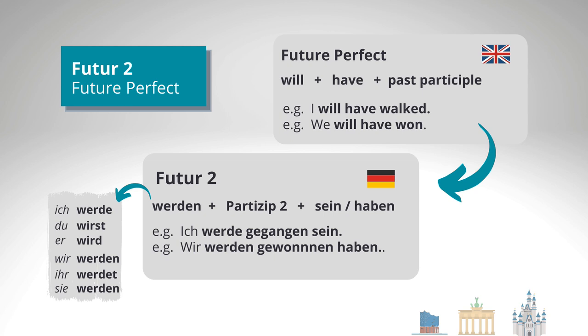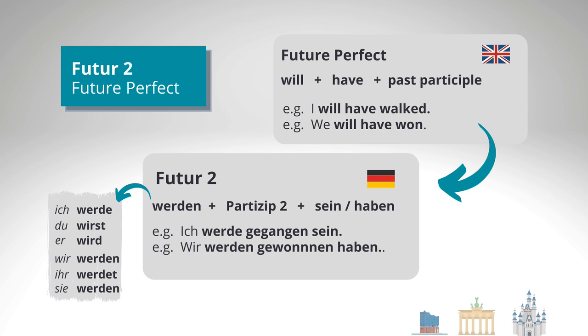third position. And then after that we use sein or haben as another Hilfsverb. Just like English uses to have. But in German, sein or haben is at the end of the Futur 2 form, not in the middle. Examples for the Futur 2 are, for example, the sentences Ich werde gegangen sein, I will have walked, and wir werden gewonnen haben, we will have won. So the conjugated form of the verb werden, to become, followed by the Partizip 2 of the verb, in this case gegangen or gewonnen, and the infinitive of sein or haben.